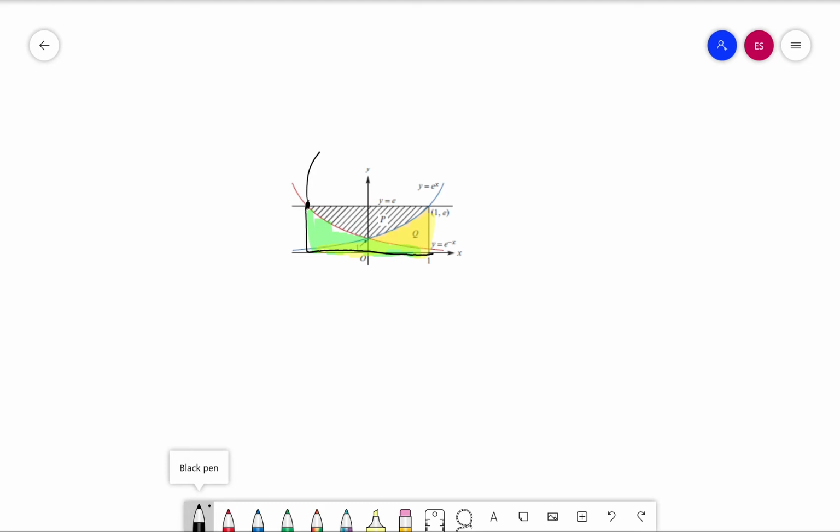So a few steps. First step, let's find this coordinate here. That is when y is equal to e to the negative x, so this red curve intercepts with the line y is equal to e. So when is e to the negative x equal to e? Well, that's when x is equal to -1.